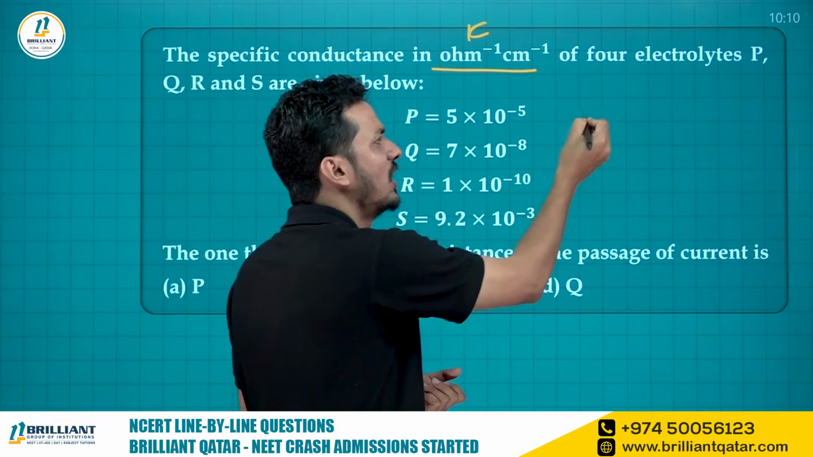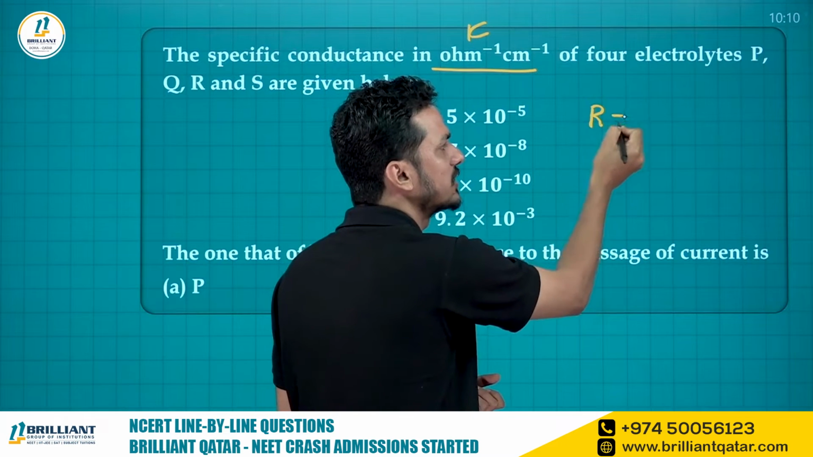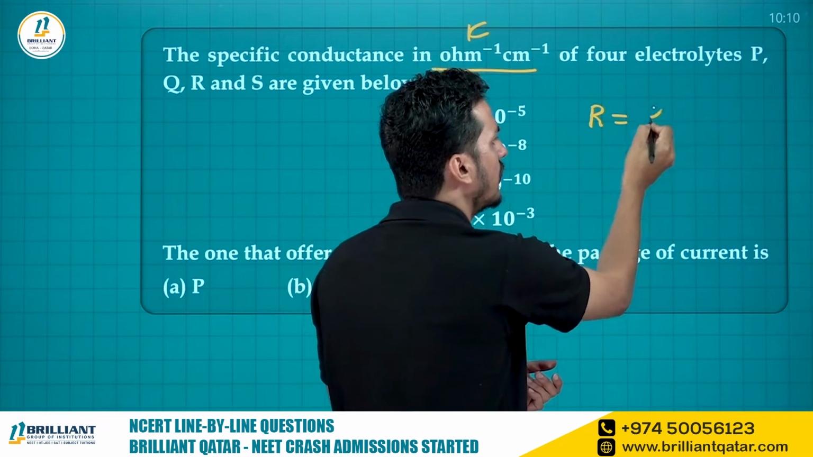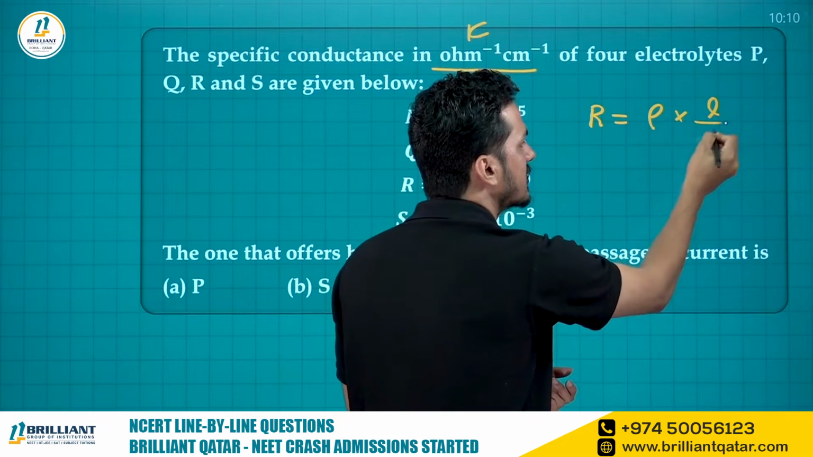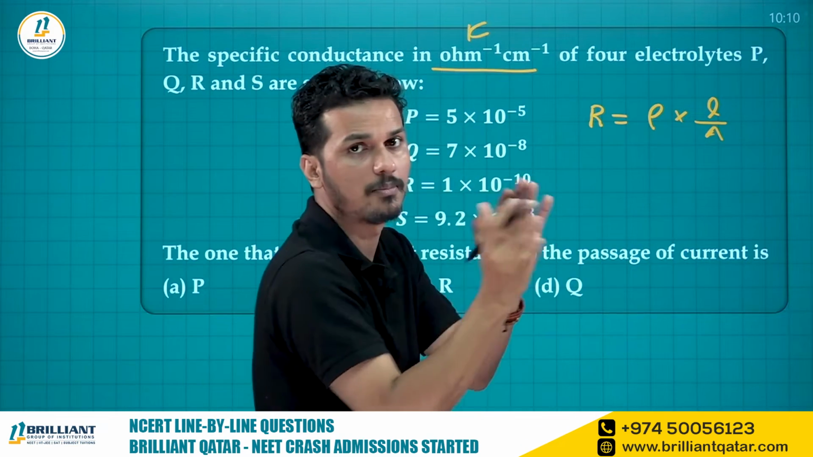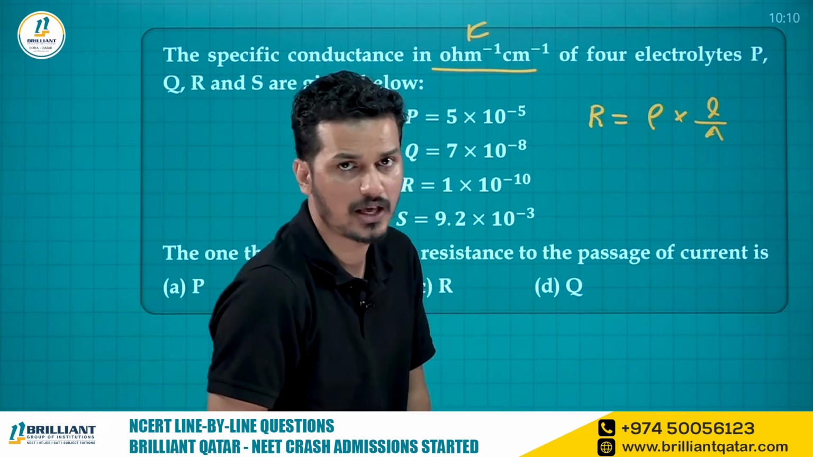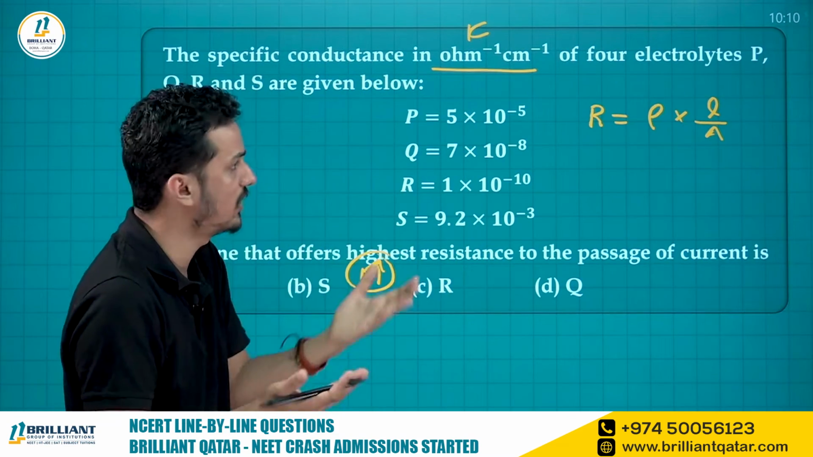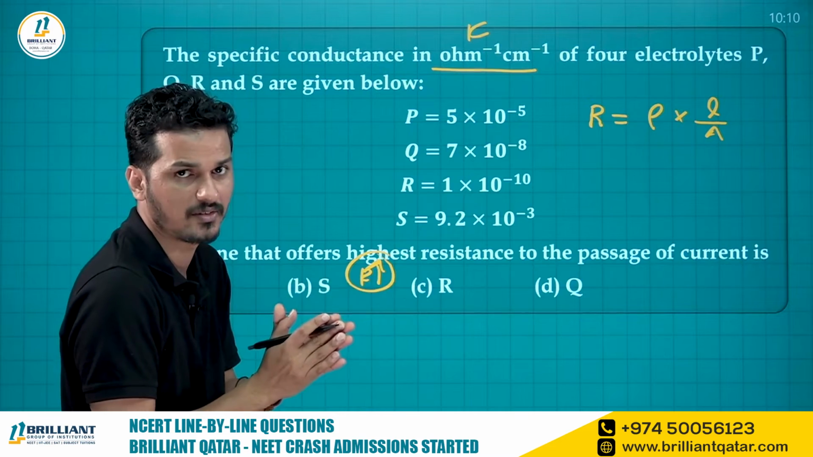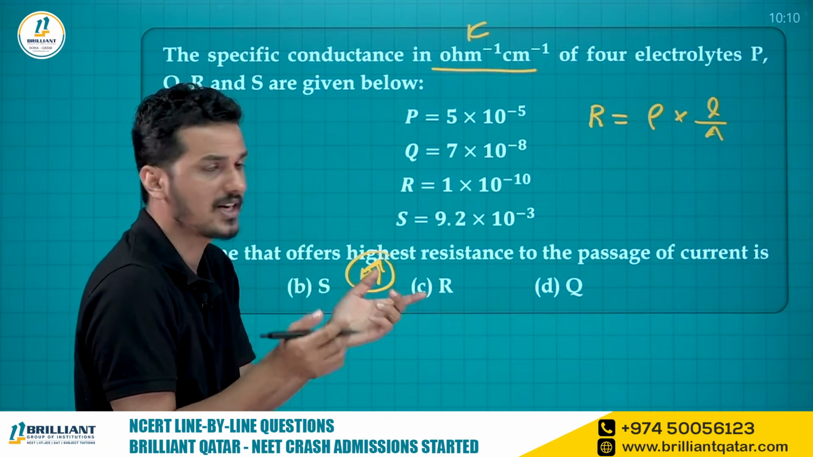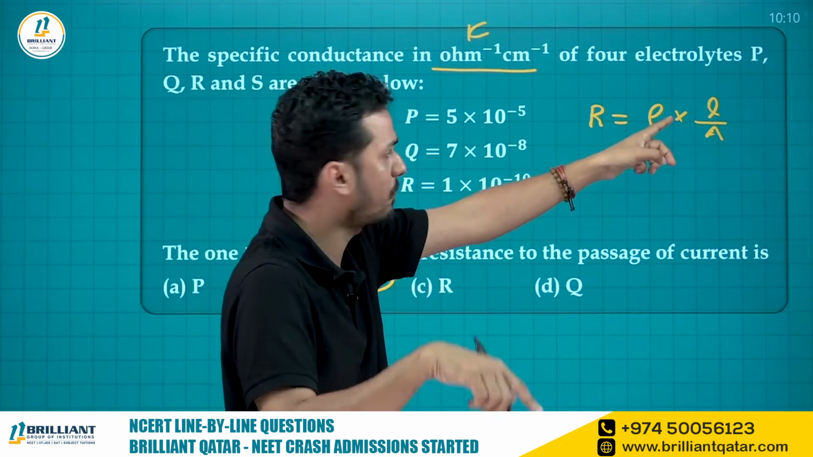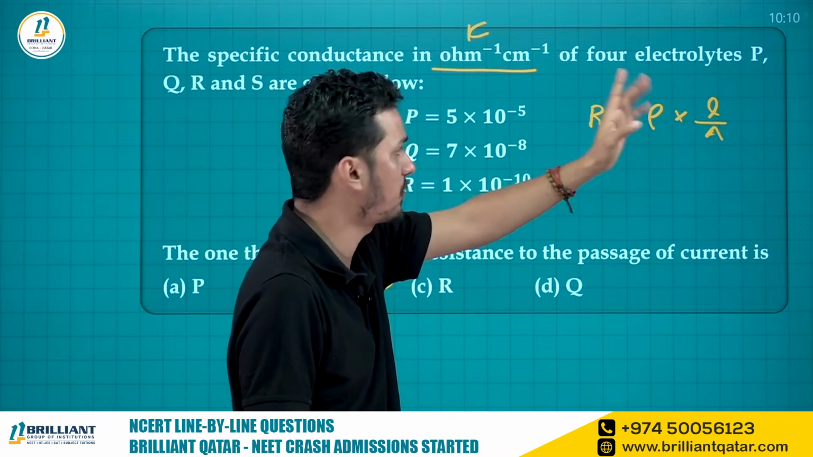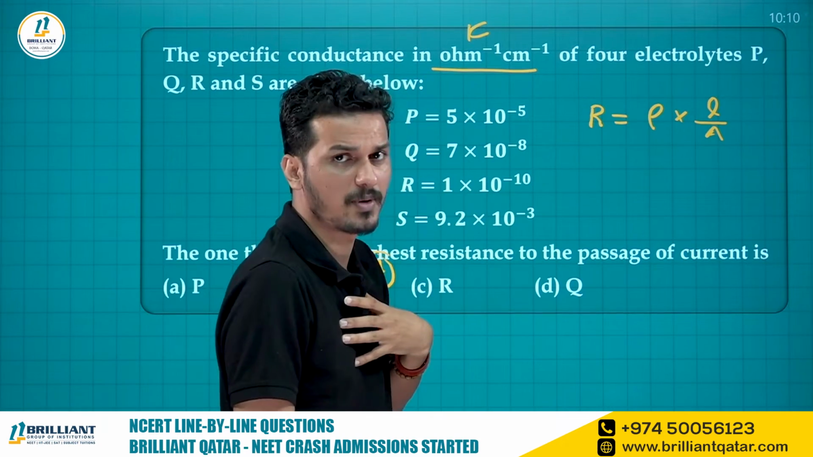So we know a simple idea. We know resistance is equal to rho into L by A. This is the equation, resistance equal to rho into L by A. So they are giving what? Specific conductance only they are giving. That means kappa only they are giving. Specific conductance is actually the reciprocal of resistivity. From here we have to understand.